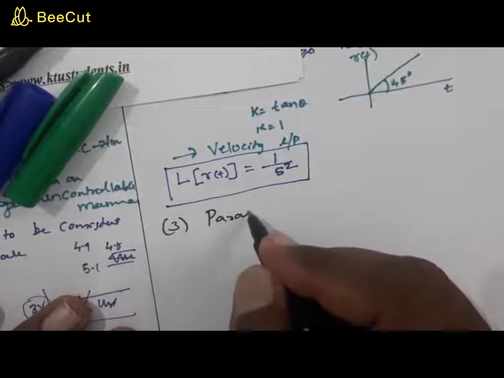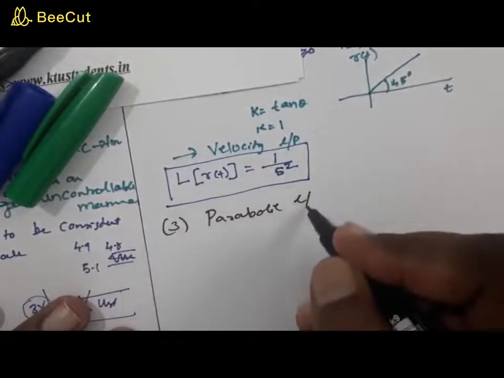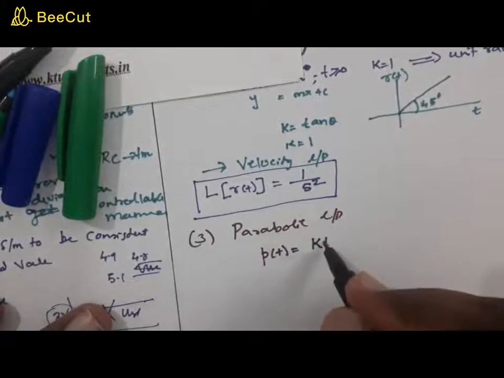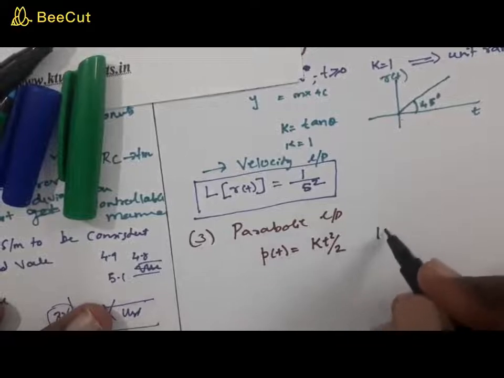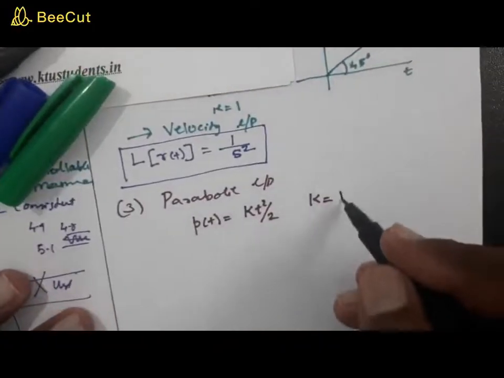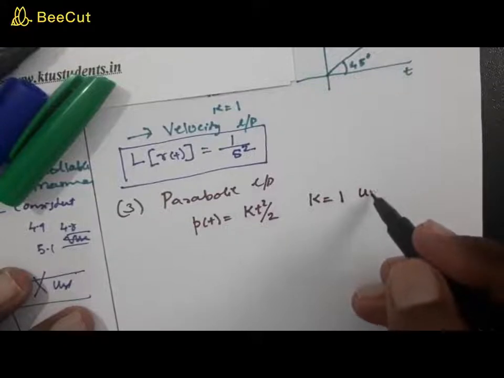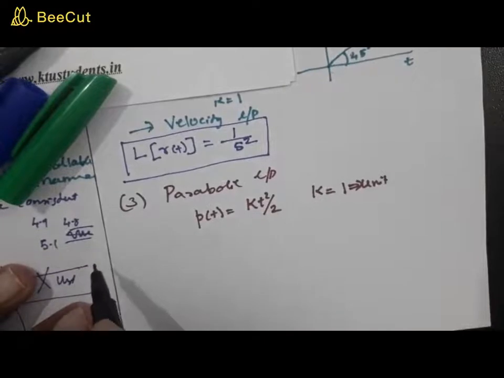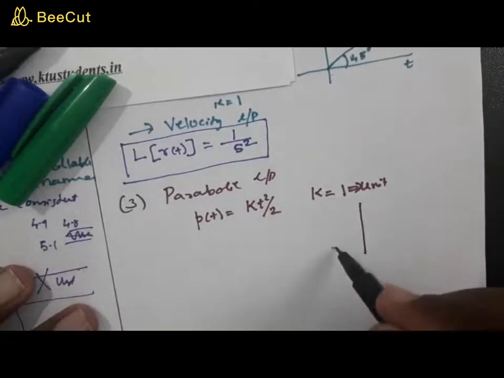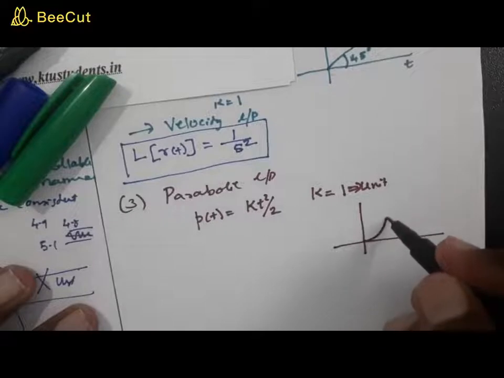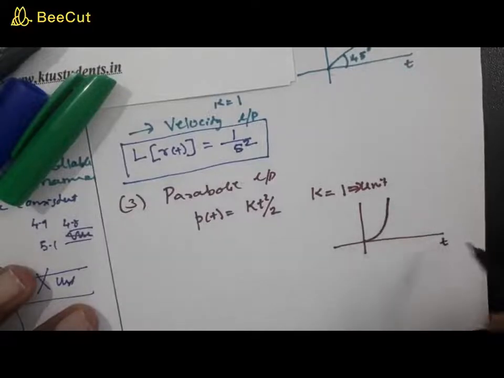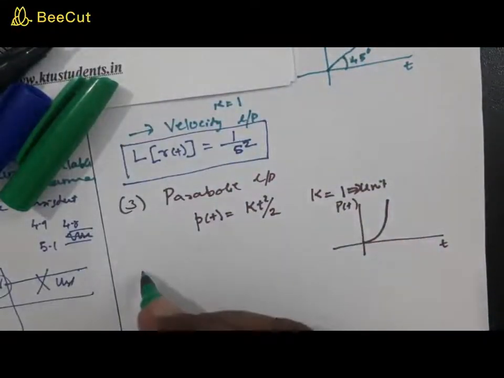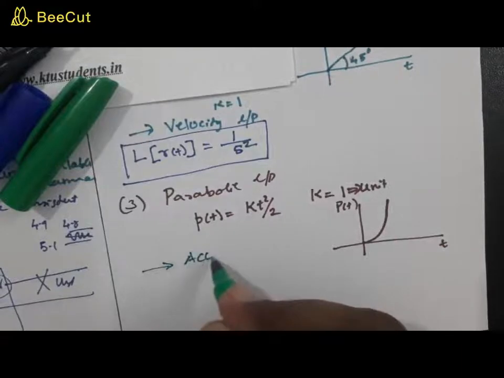And coming to the third point, which we call the parabolic input. The parabolic input is usually represented by p of t. p of t is equal to k into t square by 2. As usual, when k is equal to 1, we call this a unit parabolic input, and it can be represented graphically like this. So this is t and this is p of t.